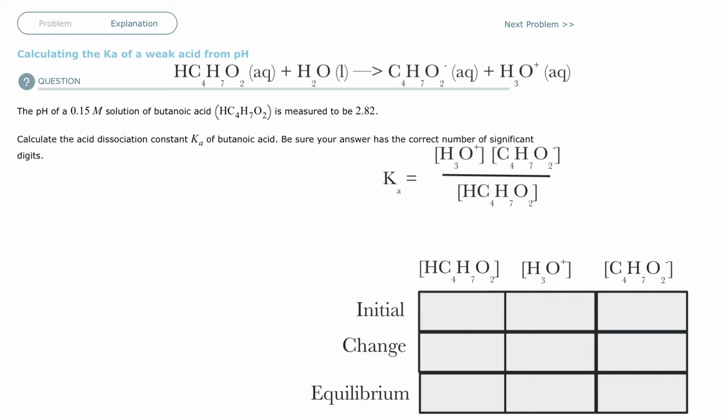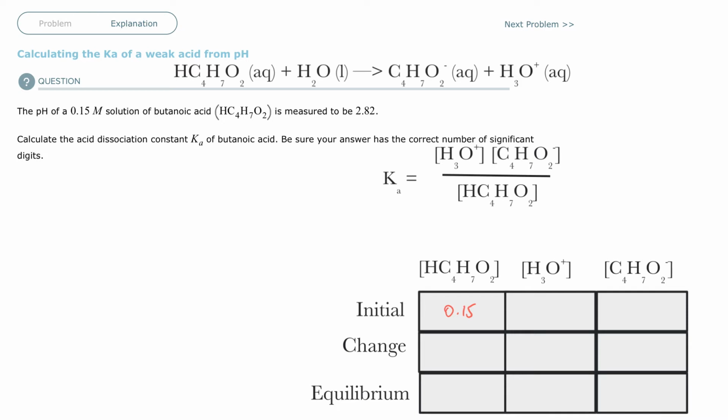So first of all, let's do the easy stuff. We're going to do the ICE table with what we know. Okay, so the first thing that we said is that it is a 0.15 molar butanoic acid. So that is what we're going to put here. This is 0.15 molar. That's the initial molarity.